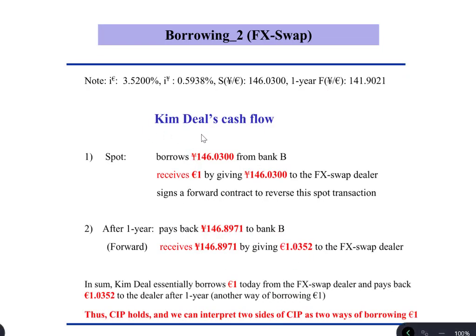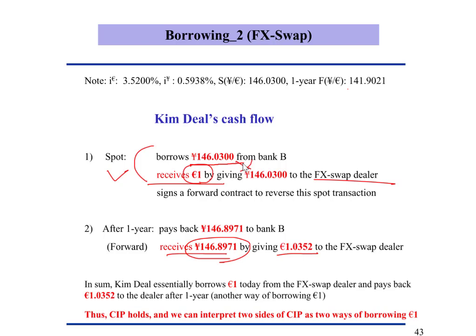So Kim Deal wants to borrow 1 euro today, but Kim Deal cannot borrow it directly from some bank. So instead, Kim Deal is going to borrow 146.03 from Bank B, and then Kim Deal is going to give this amount to the FX swap dealer and will receive 1 euro. So in a sense, Kim Deal is borrowing 1 euro in spot transactions. And in the future, Kim Deal is going to give 1.0352 euro to the swap dealer, and given the forward price, Kim Deal is going to get this amount of yen. Now Kim Deal can just pay back this amount to Bank B.